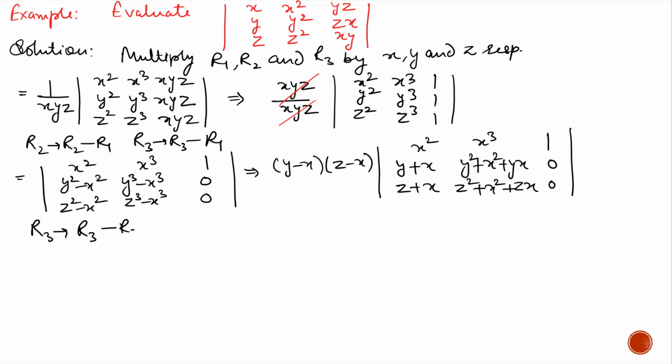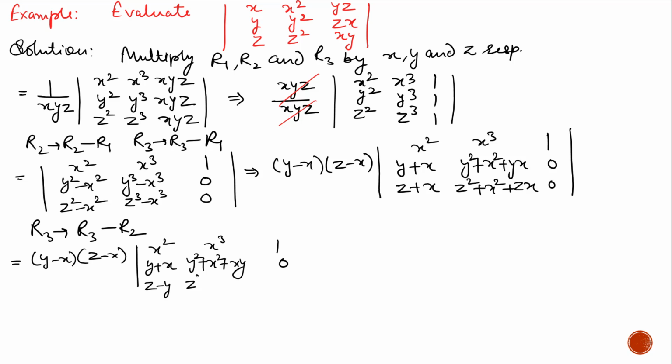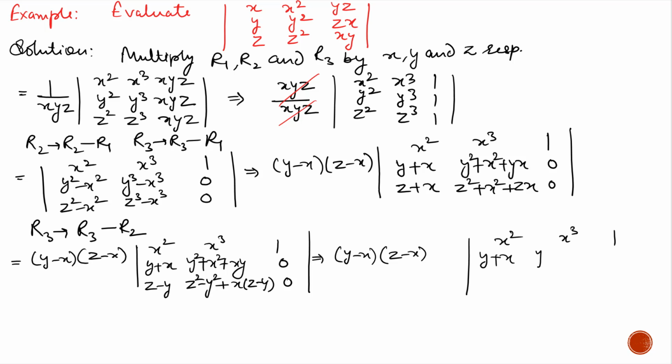Now we will use the operation R3 equals R3 minus R2 to take one more factor common. So first row remains same, the second row remains same, and in the third row we'll get z minus y, z square minus y square plus x times of z minus y and 0. And now we'll take z minus y common from the third row. First two rows remain same, in the third row we'll get 1, z plus y plus x and 0.